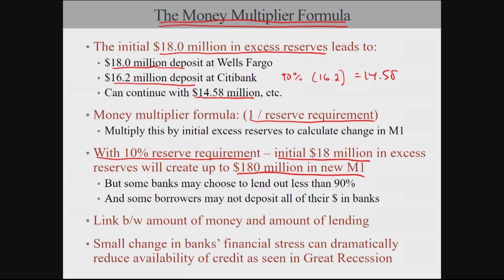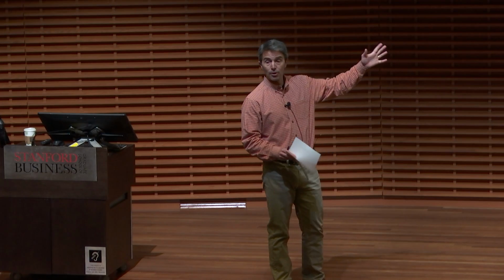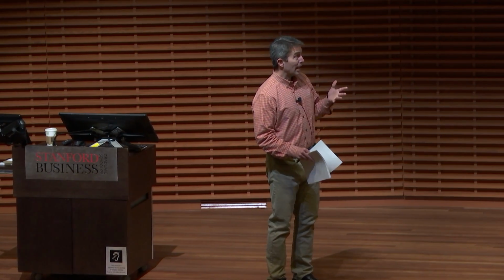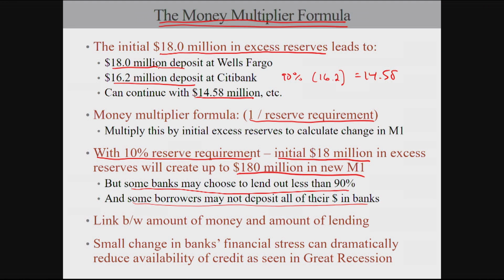Now, this doesn't always work exactly because some banks may choose to lend out less than 90%, and some borrowers may not deposit all of their money in banks. But that's the maximum amount. So $18 million in excess reserves can end up leading to up to $180 million in new M1. Probably won't go all that way. But that initial bank may decide with Steph Curry's $20 million to not loan out any of it, to keep it all in reserve, in which case M1 is going up by much, much less.